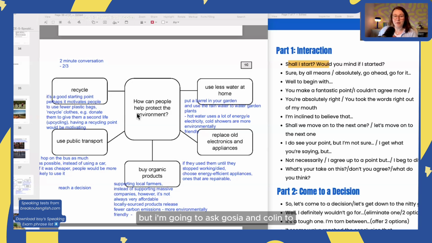We're going to try again, but I'm going to ask Gosia and Collin to have a go at this one. Now, you guys have it easier because you didn't have to go first, but the examiner would say to you, now talk to each other about how people can help protect the environment.